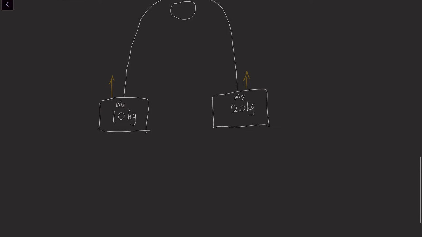Now we have two blocks and they're connected around a pulley. And again, let's use 10 and 20 kilograms for blocks M1 and M2. The question again is, what is the acceleration of the system and what is the tension in the rope? So the tension in the rope is acting upwards, and each block has the force due to gravity acting downwards. These are the only four forces acting in this system.